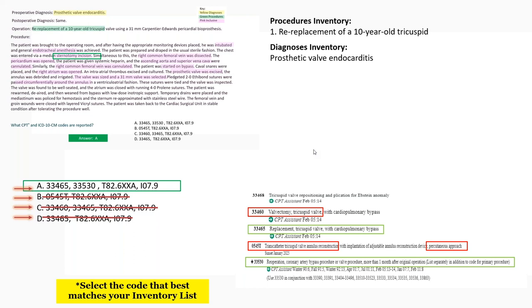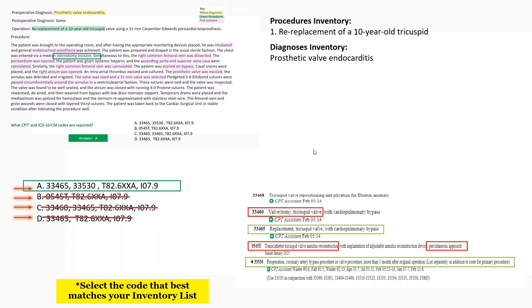We selected option A, 33530, because this is an add-on code for any procedures performed on a valve, if it is more than 1 month old. So you can see, use 33530 in conjunction with a series of codes.